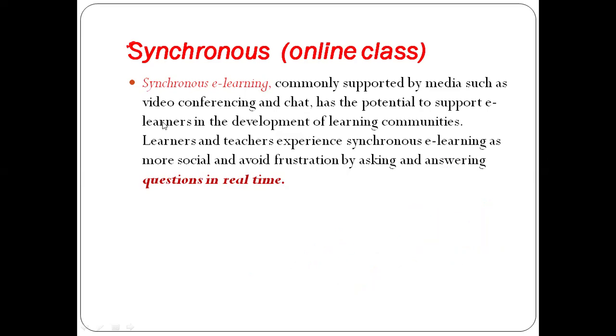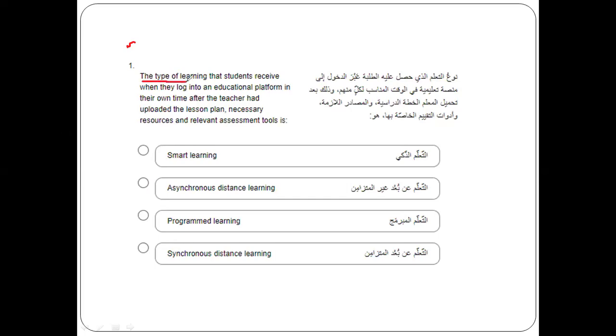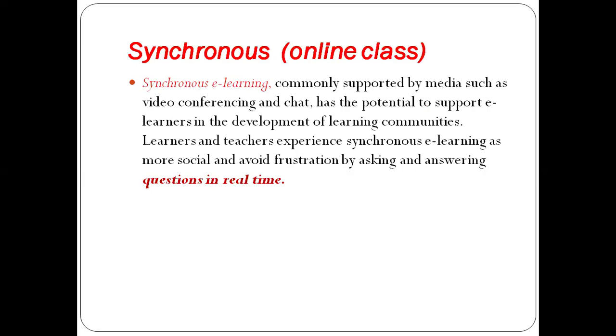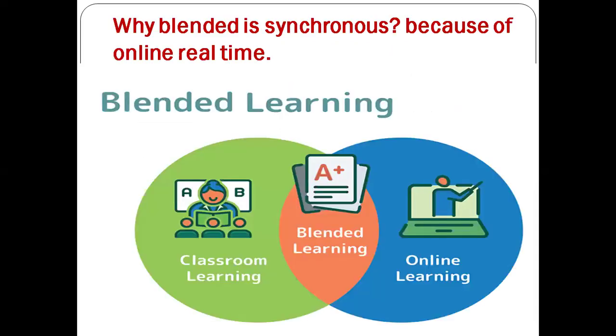Now, according to this, we have this question. You can see here the type of learning that students receive when they log in to an educational platform in their own time, right? That means the teacher is not available during the real time or language of instruction. So the question is very clear. This method we call asynchronous distance learning. Next, we have synchronous. As we said, synchronous is the online method in which the teacher and students both are present in real time, as e-learning.